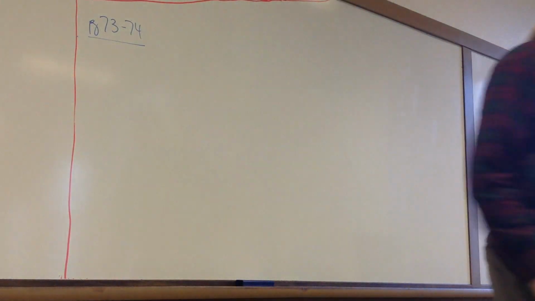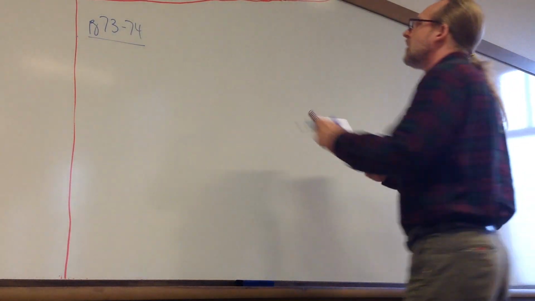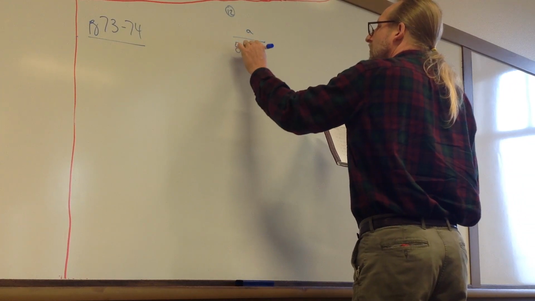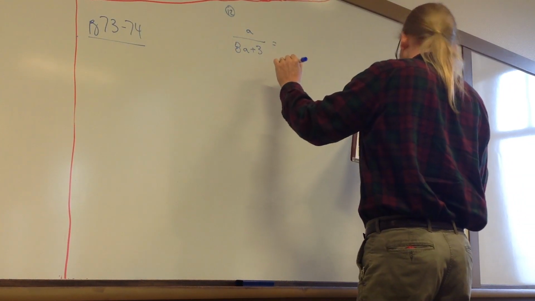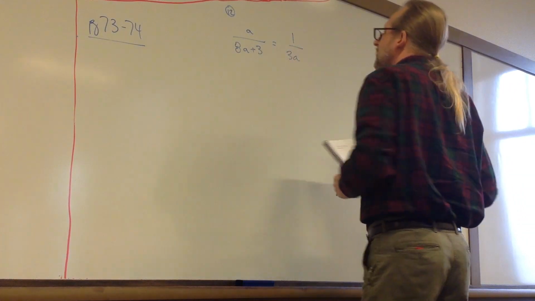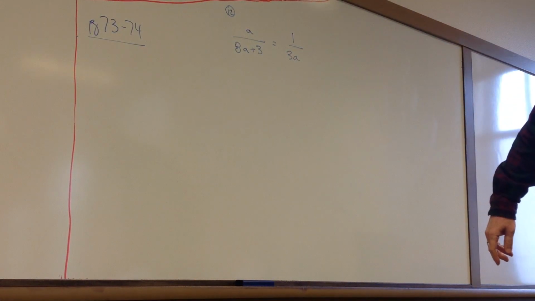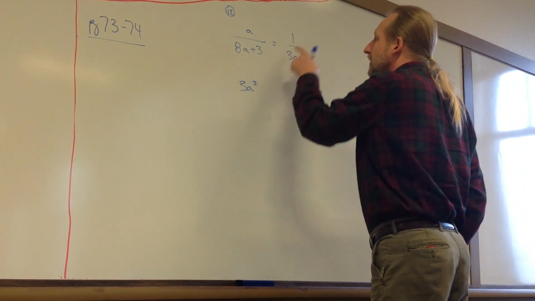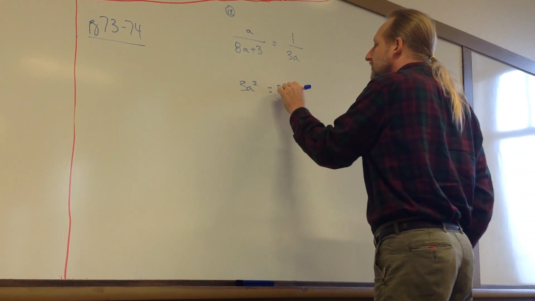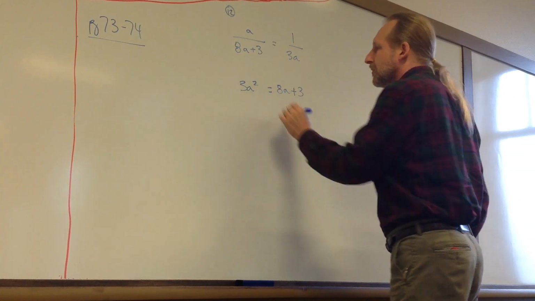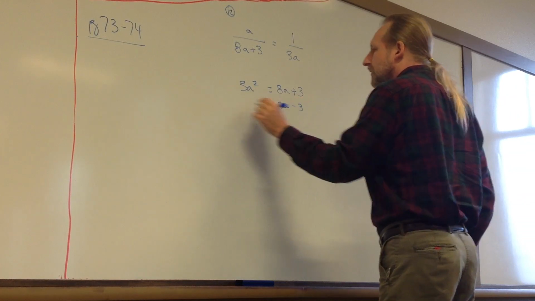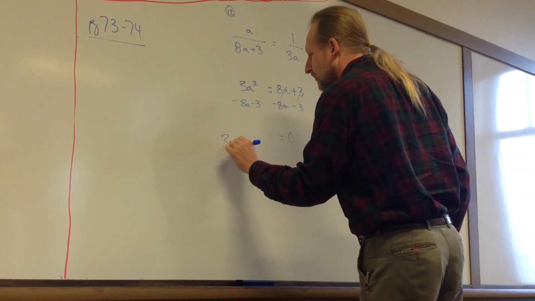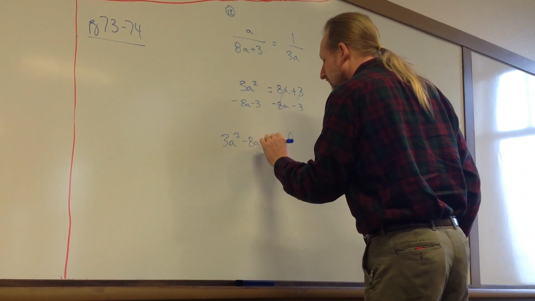Let's look at number 12. We've got a over 8a plus 3 equals 1 over 3a. And again, if we just cross multiply, 3a times a is 3a squared. 1 times 8a plus 3 is just 8a plus 3. And then we'll move everything over to the left-hand side. So this is 3a squared minus 8a minus 3.